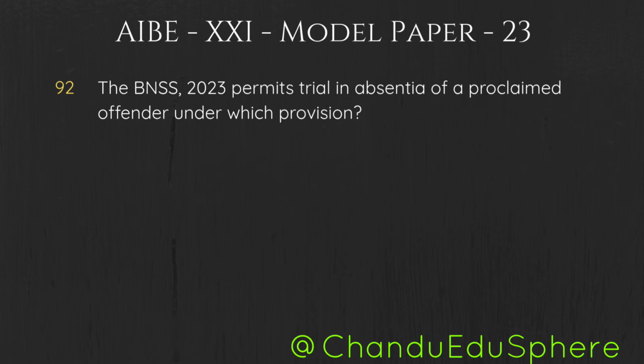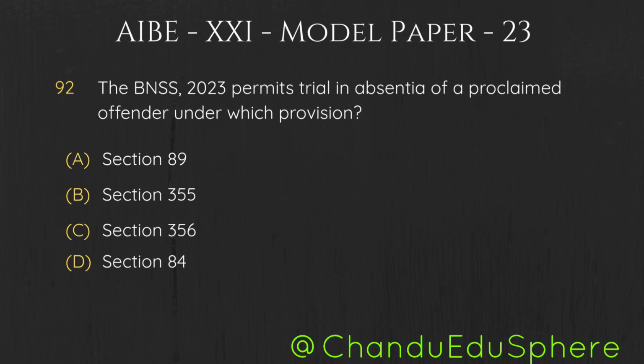The BNSS 2023 permits trial in absentia of a proclaimed offender under which provision? Section 356 of the BNSS 2023 is a new provision that expressly permits trial in absentia of a proclaimed offender who has absconded and there is no immediate prospect of arresting him, after compliance with prescribed safeguards.